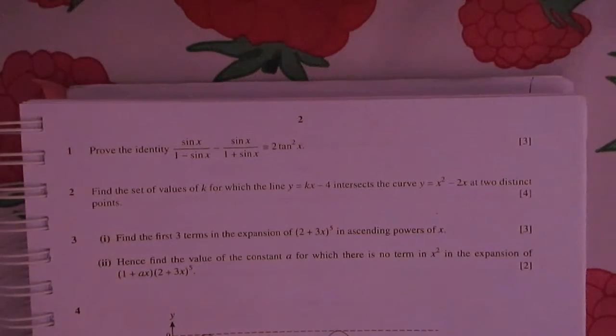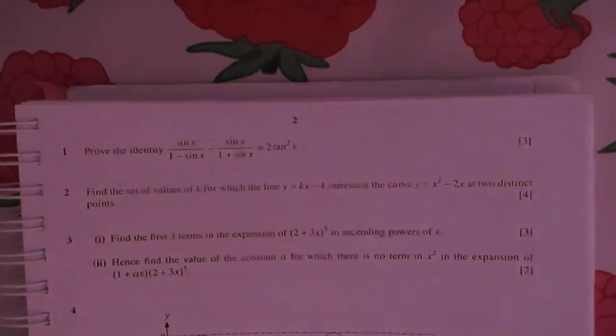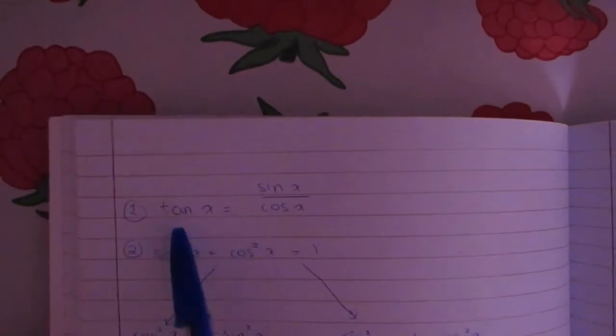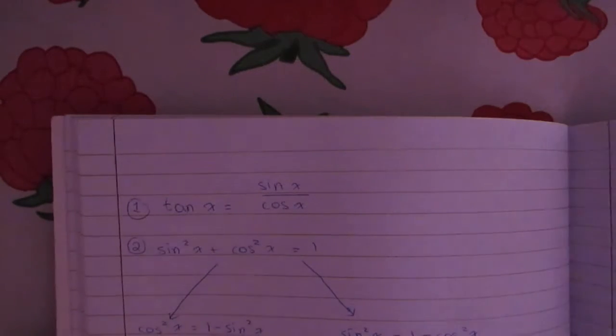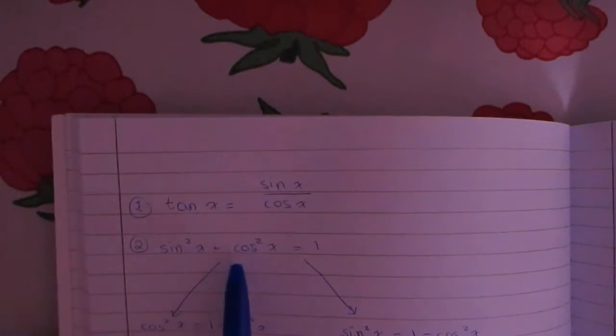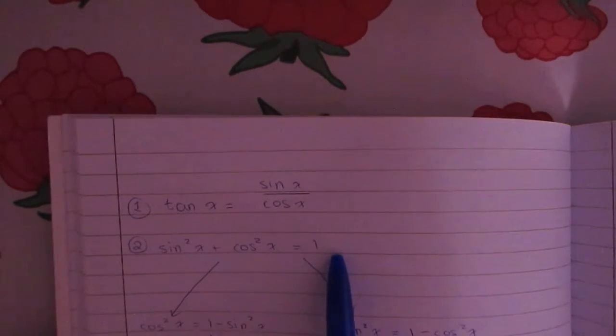In the examination, you should be aware of two formulas, which will be given to you in the formula sheet. The first one is tan x, which equals sine x over cosine x, and the second one is sine squared x plus cosine squared x, which equals 1.